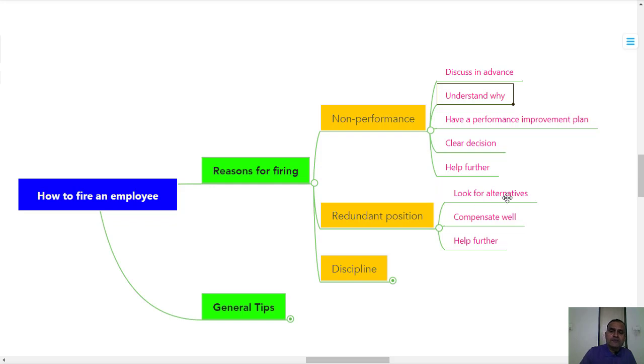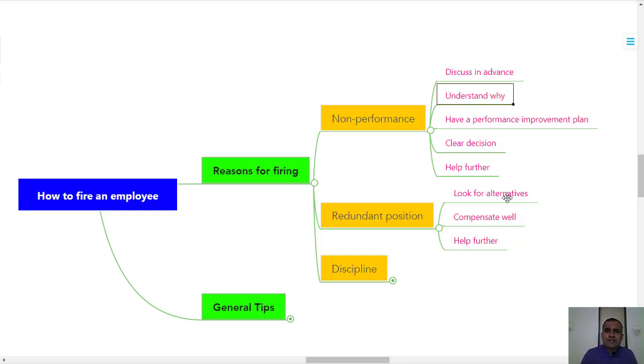So the first thing to do is look for alternatives for this person, because since the person was not at fault, that is all the more reason for you to look for alternatives within your organization, outside your organization, whatever is needed. And compensate well. If you are one of those decision makers who is going to decide the compensation package, and I'm assuming there is no standard package, then make sure the person is compensated well and help further.